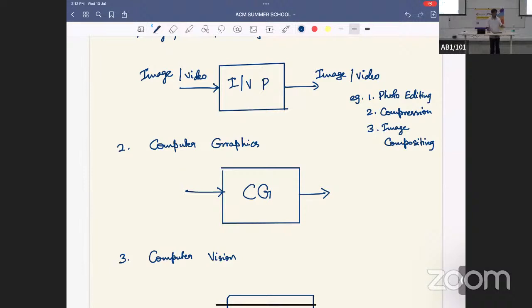Now you get a rough idea of the class of problems we are going to talk about. The applications we are going to discuss in tomorrow's sessions will be one of them, or something related to them. That's why I wanted to discuss this. So let's go to the next thing, computer graphics. What is the input and what is the output?